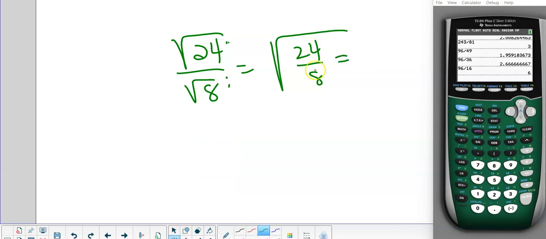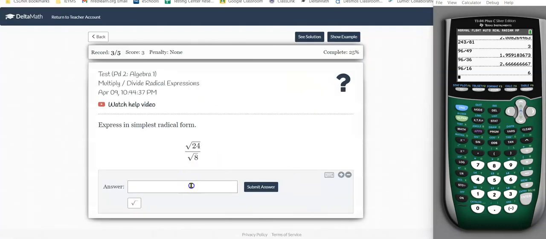So the square root of 24 divided by 8 is the square root of 3. The square root of 3 actually cannot be simplified. So we'll just leave it like that, square root of 3.